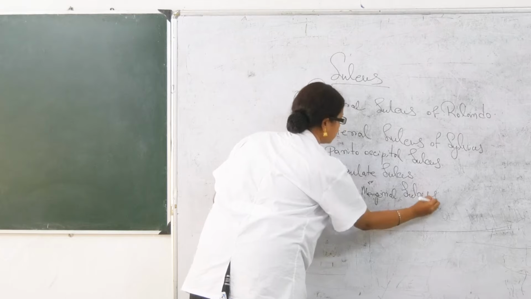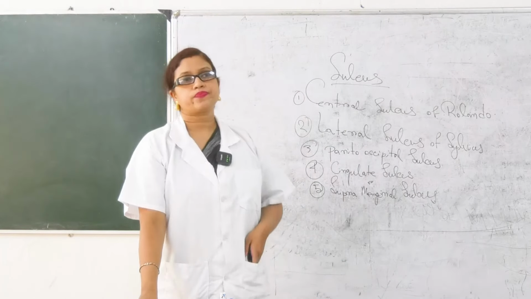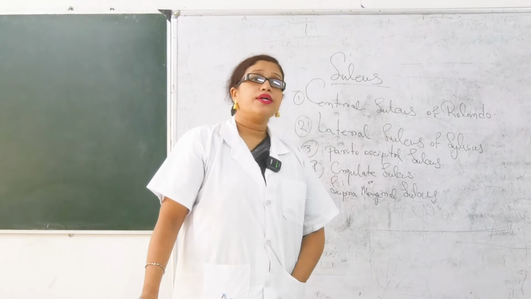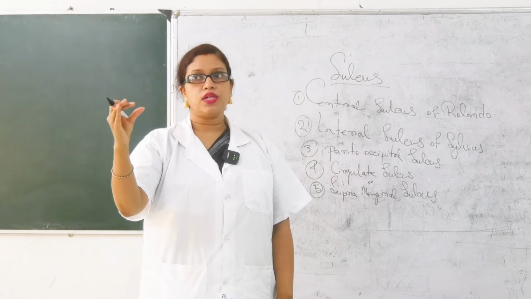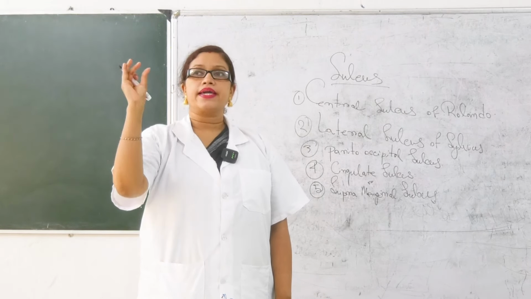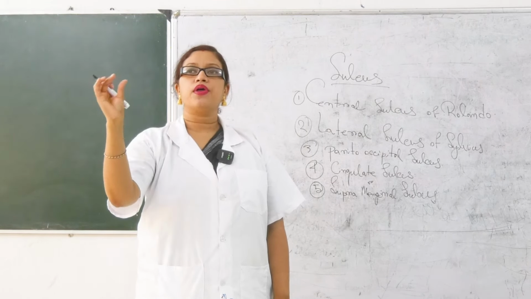So where will you get this one? Supramarginal sulcus. I told you about the temporal lobe. Now if you see the temporal lobe, it is divided into how many gyri? It is divided into 3 gyri. Okay, I will show you the picture. There are 3 gyri. What will you call the top one? Superior temporal gyrus, middle temporal gyrus, inferior temporal gyrus. Where the superior temporal gyrus meets the central sulcus, there you will get this one. Okay, so that is known as supramarginal sulcus.